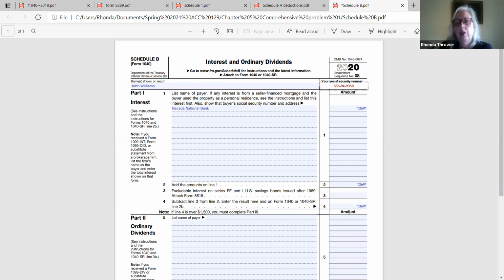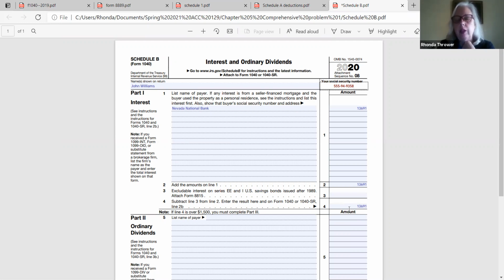And so in line 4, we're going to subtract line 3, which was 0, from line 2. And that leaves us with 13,691. Now you can see here, they're telling you that you'll need to go to Form 1040 and enter this amount on line 2B. So don't forget to enter this amount on line 2B.